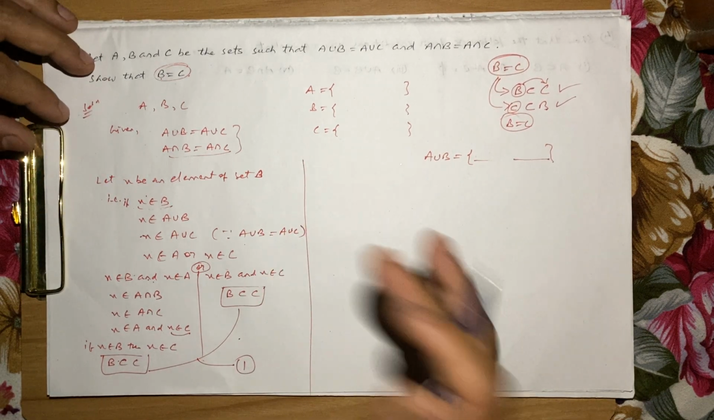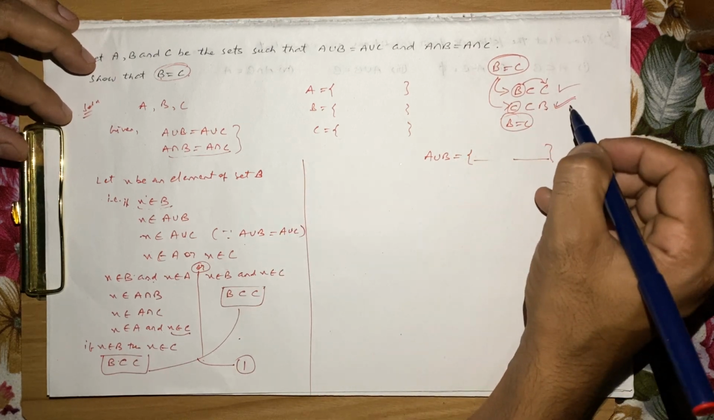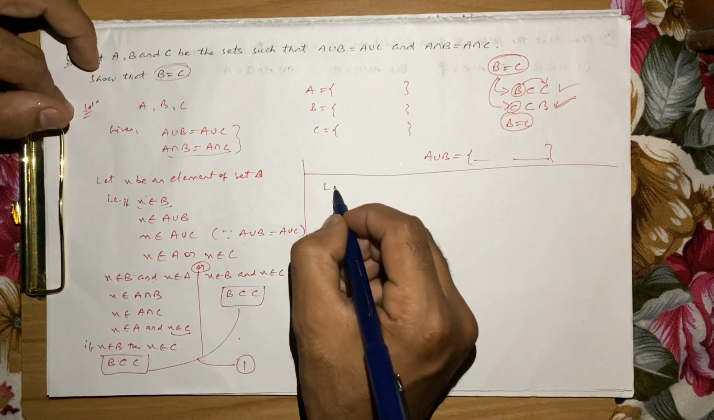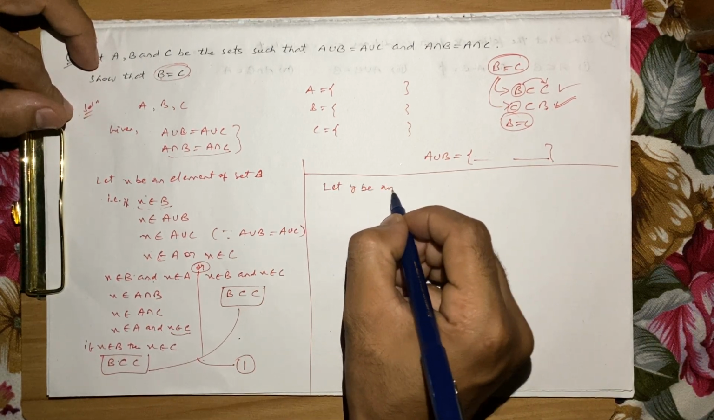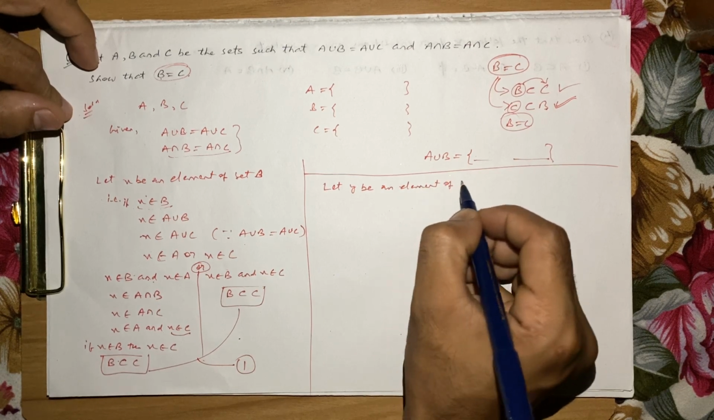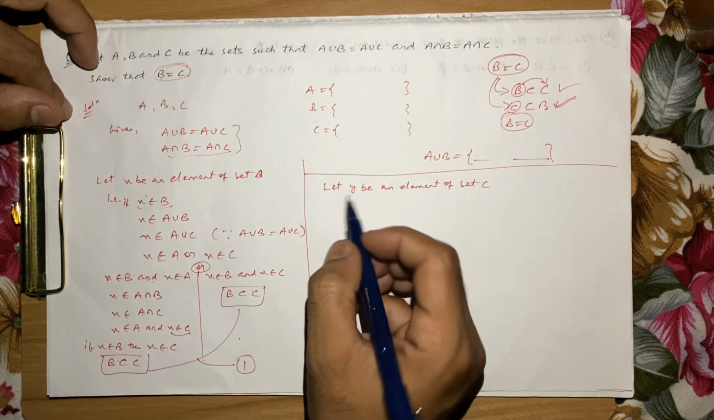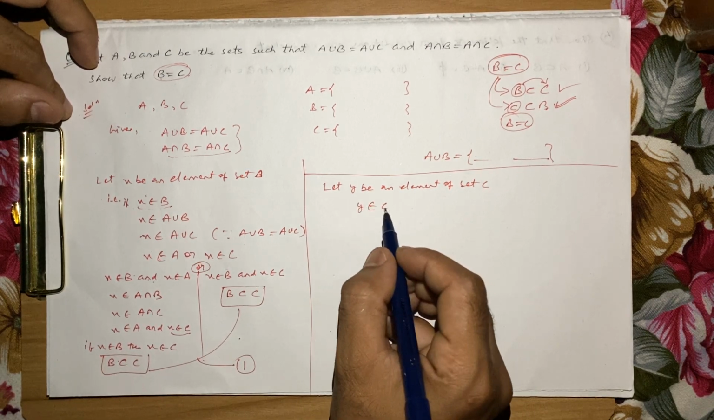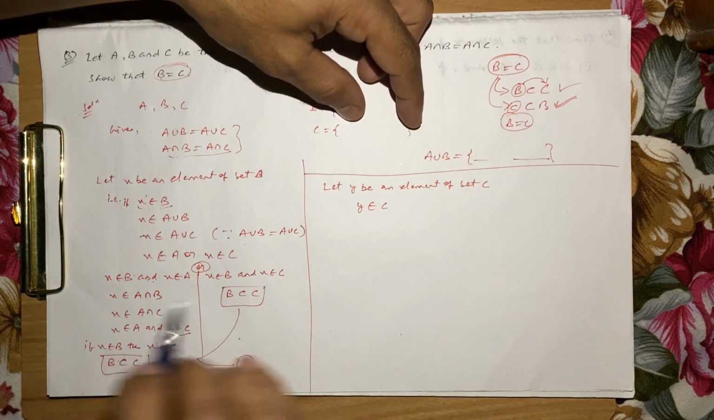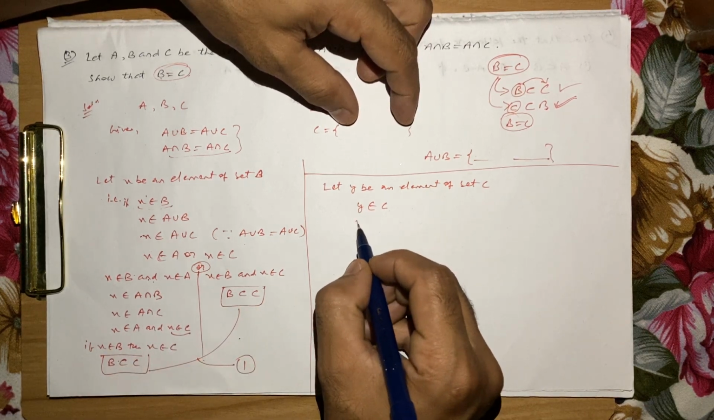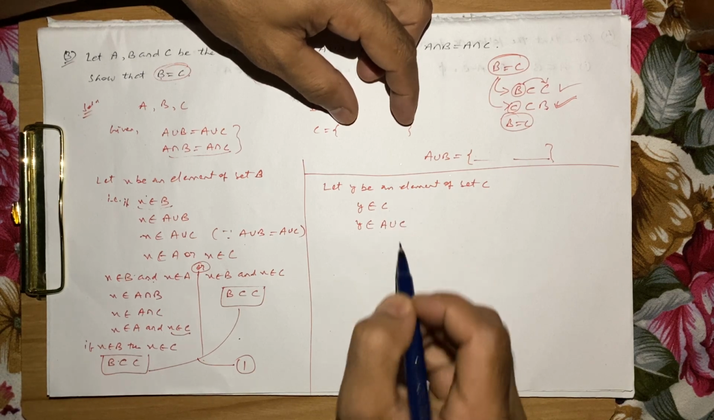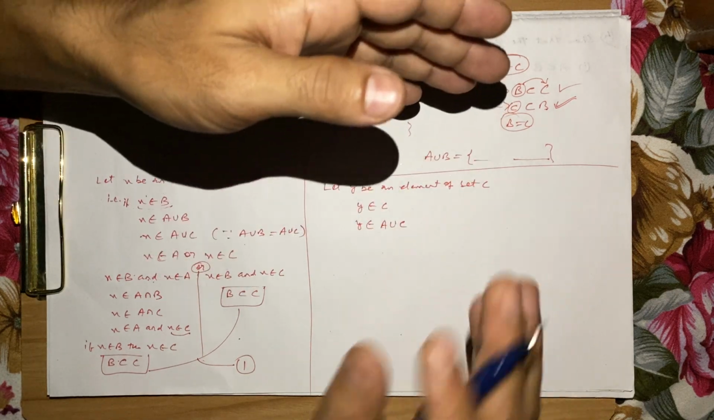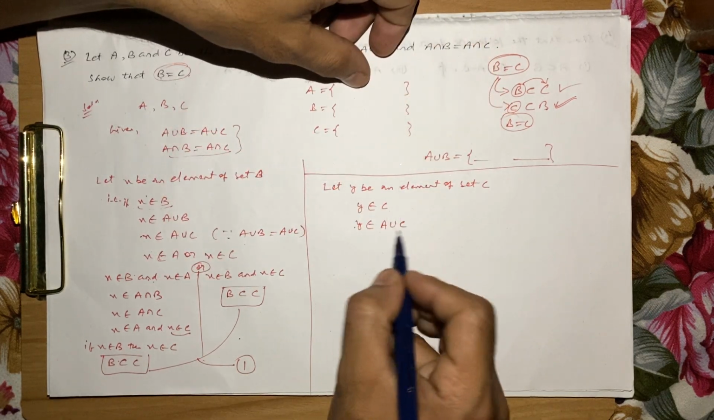Now let's try to prove the other way around, okay? The second condition, I have shown that B is a subset of C. Now let's try to prove the other condition. Now let Y be an element of set C. Then what can I say? That Y belongs to C, right? Y will obviously belong to the union of A and C together, because A union C is a set that will have all the elements of A as well as of C. So obviously Y will be present in this set, right?